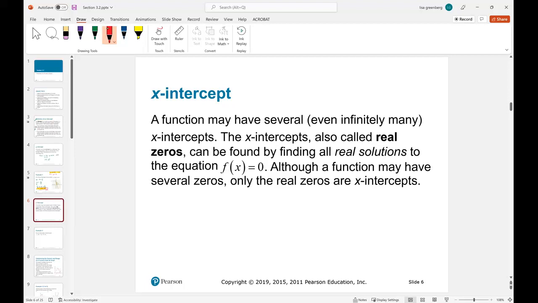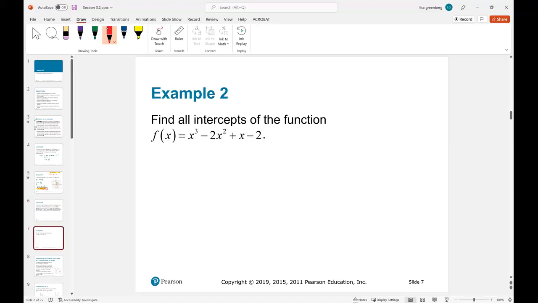So for x-intercepts, we can have infinitely many or none. They're also called real zeros. I already told you that. And they're also called roots, which is not listed here. But if you ever hear someone say, what's the root of this function? It's really the 0. And we already talked about everything that's listed here.